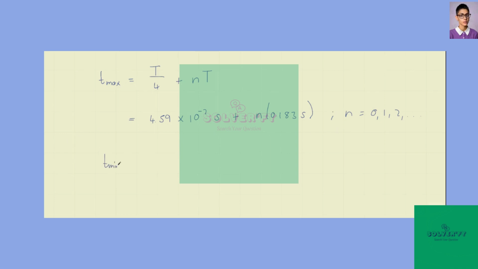Now, the time at which the spring will have a minimum extension is given by t min, and this is at 3/4 of a period plus an integer number of periods. And this is 1.38 times 10 to the minus 1 second plus n into 0.183 seconds, where again n is 0, 1, 2, and so on.